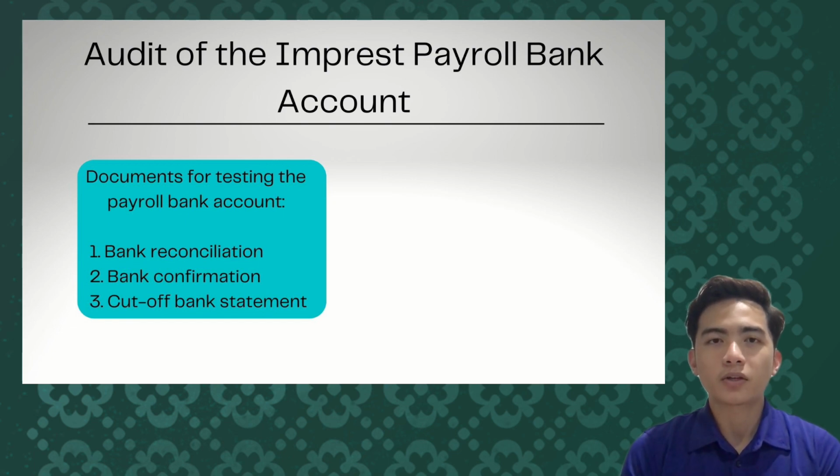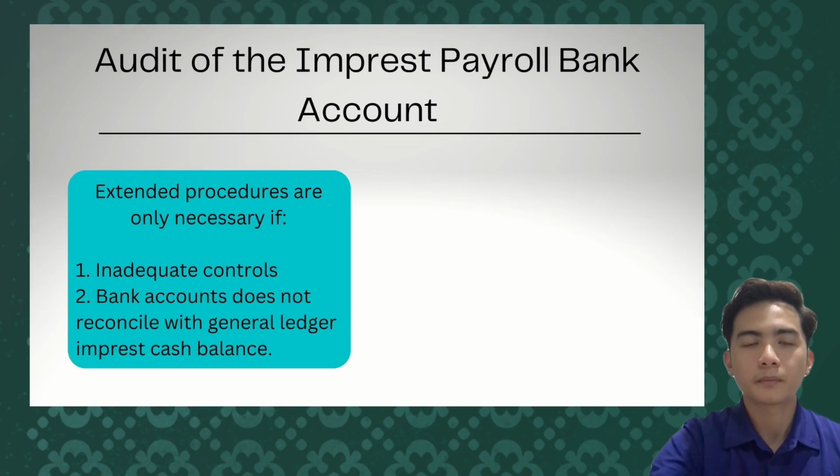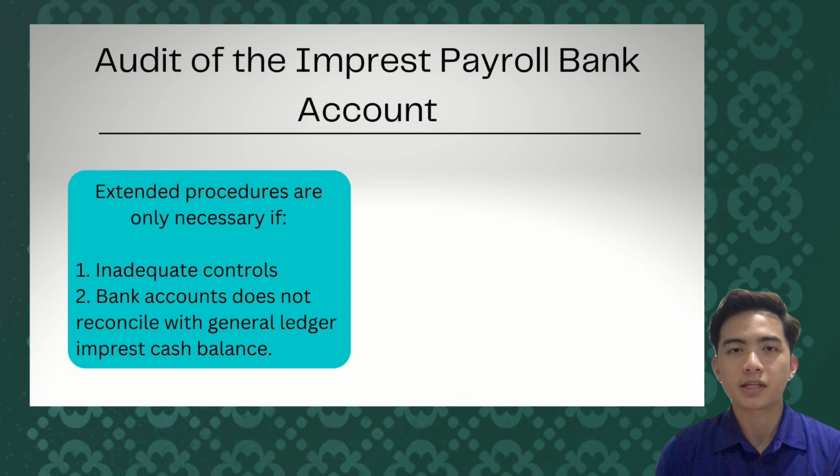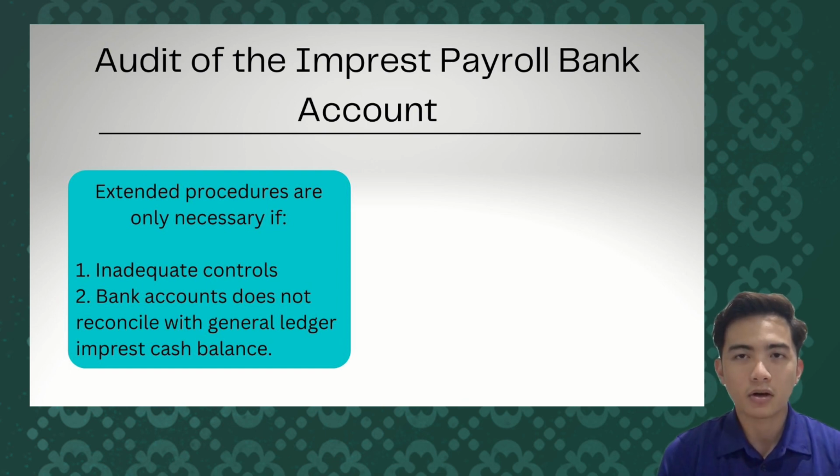Next, the required documents for testing the payroll bank account are the bank reconciliation, the bank confirmation, and a cut-off bank statement. The reconciliation procedure is performed in the same manner as described for general cash, except that the test of the outstanding checks is normally limited to a reasonableness test. Extended procedures are necessary if the controls are inadequate or if the bank account does not reconcile with the general ledger imprest cash balance.